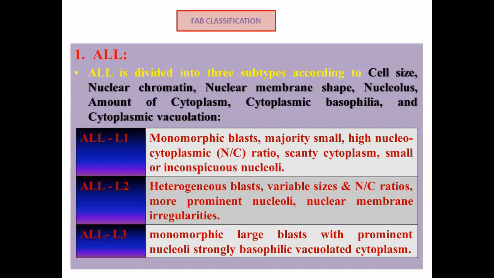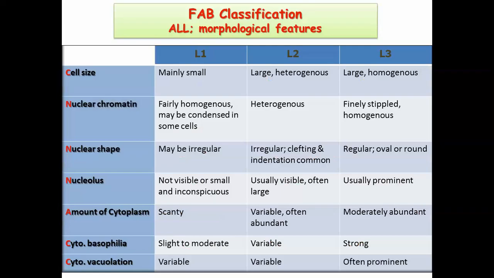L3: monomorphic large blast with prominent nucleoli and strongly basophilic vacuolated cytoplasm, which we mentioned before. This is almost pathognomonic, but just finding vacuoles present, prominent, with high vacuolation and deeply basophilic cytoplasm, is suggestive of acute lymphoblastic leukemia L3. Okay, this is also depending on the FAB classification morphological features.